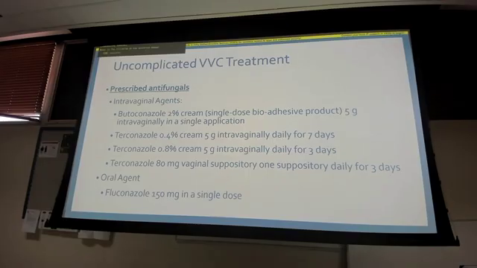For prescription antifungals for VVC, we have vaginal agents. Again, I'm not going to have you guys know all these different types. Just know that you have various options right here. Our oral agent that we're going to use is going to be fluconazole, 150 milligrams in one single dose. So that's usually nice and easy. The patient only has to take it one time.